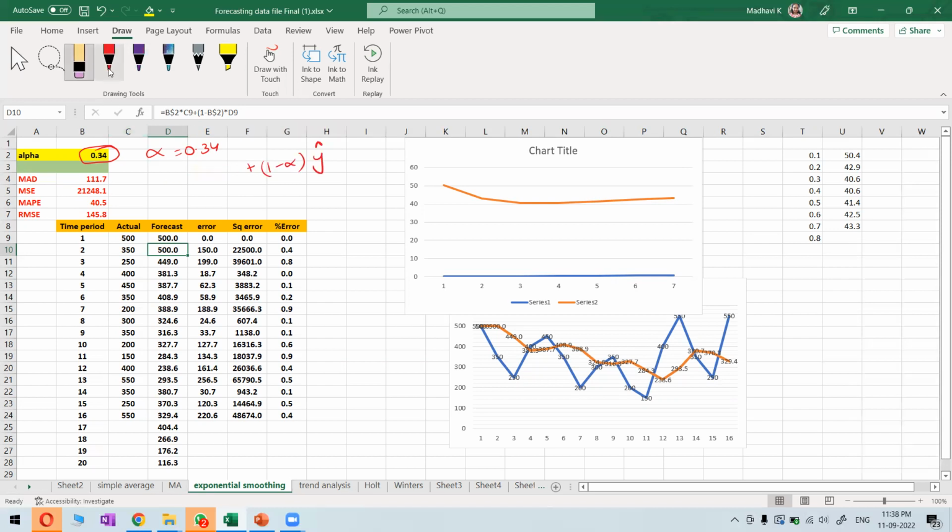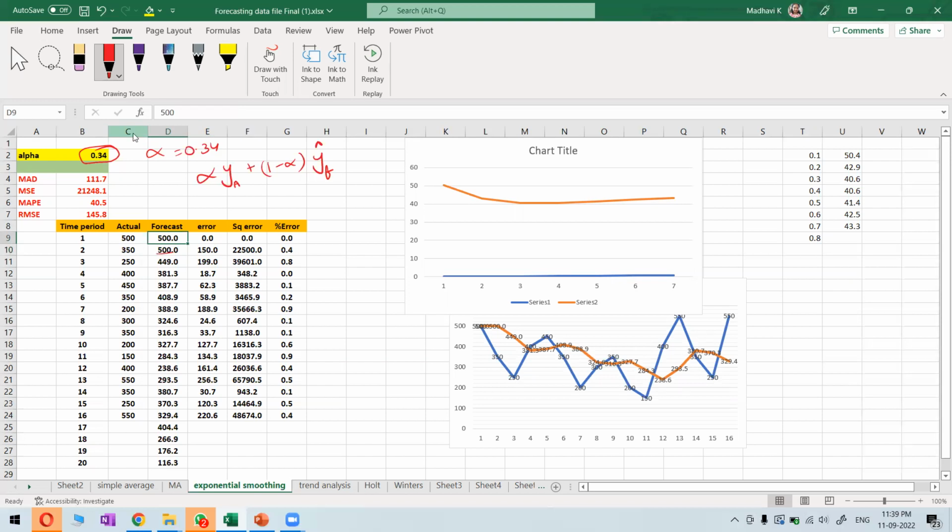Let me put this way. Alpha into y. Y is nothing but the actual. Y actual plus 1 minus alpha into y forecasted. This is the forecasted value of the previous period. So using this method, the first one is going to be an absolute copy. There is no calculation over here.